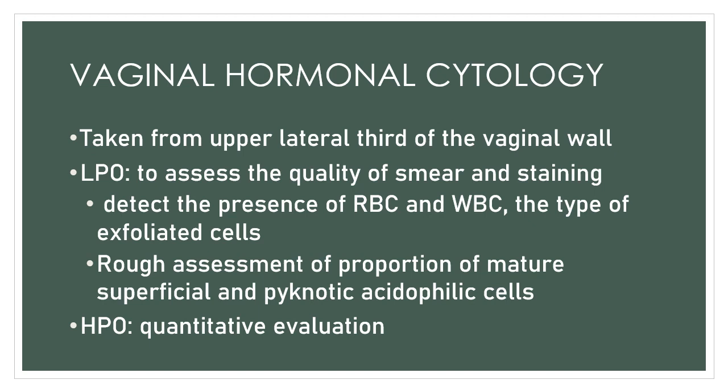Accordingly, because this site is more accessible and the sample is less likely to be contaminated by cellular debris or vaginal discharge. To detect the presence of RBCs and leukocytes, you use your low power objective. The low power objective is used to detect the presence of RBCs, WBCs, and the type of exfoliated cells, and to assess the quality of the smear and the staining.